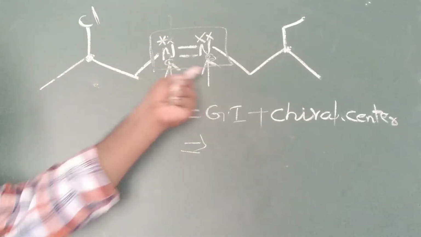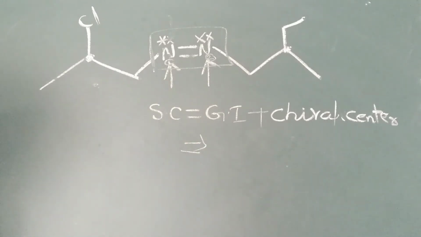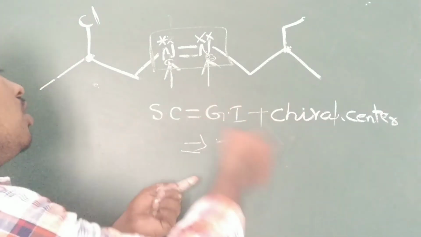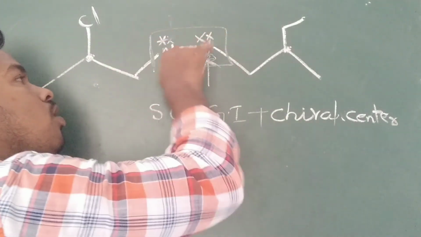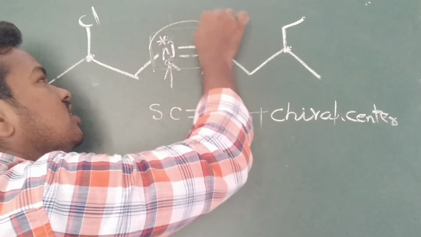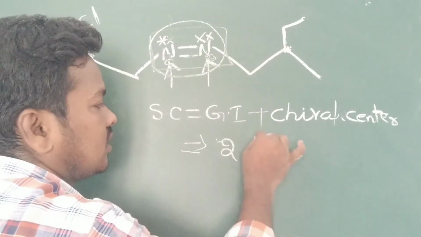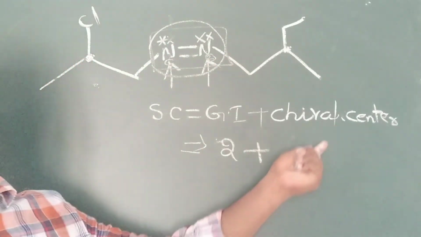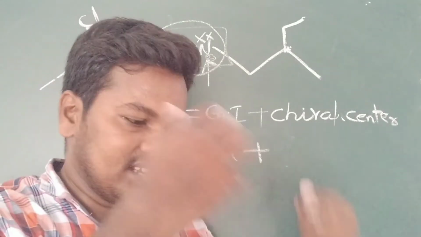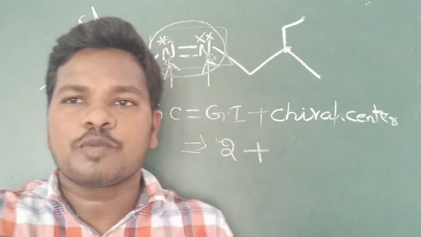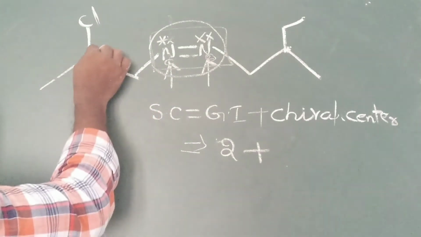How many atoms show geometrical isomerism here? Each double bonded system definitely has 2 atoms showing it. So 2 plus chiral centers. How many chiral centers? You can take whether it is a nitrogen chiral center, oxygen chiral center, phosphorus chiral center, whatever it may be. You can see here carbon is there.